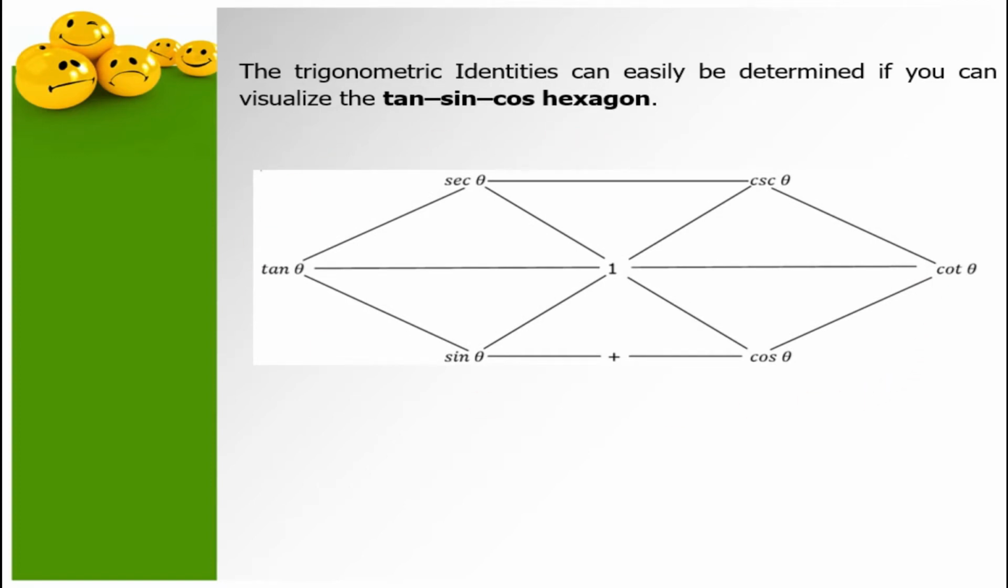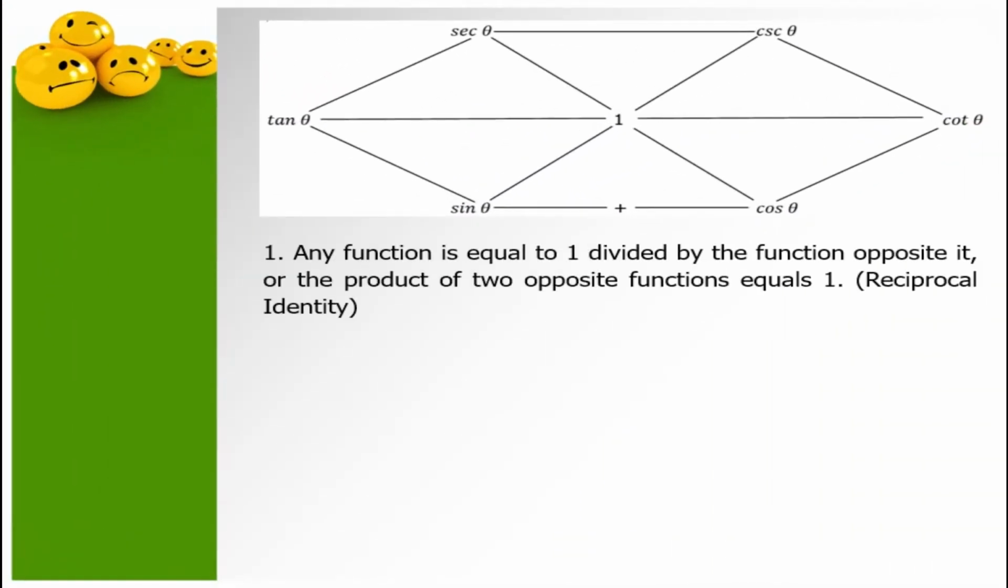So, paano po gamitin yung tangent-sine-cosine hexagon? Okay, ito po kung paano ito gamitin. Una, any function is equal to 1 divided by the function opposite it, or the product of two opposite functions equals 1, or what we know as the reciprocal identity.